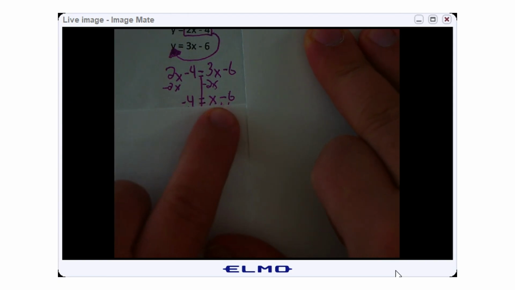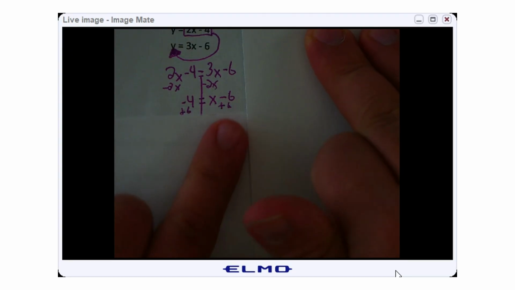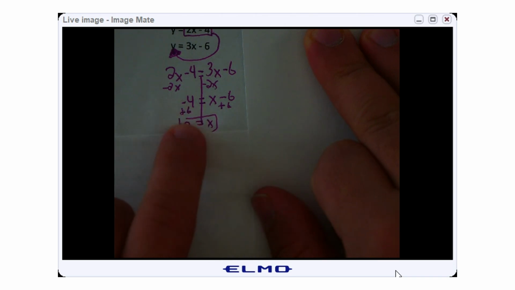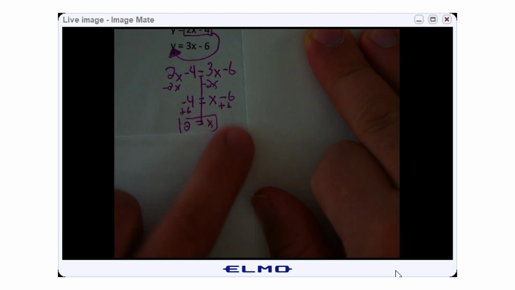Again, my whole goal is to get this x all by itself. So I got to cancel off this minus 6 here. The only way to do that is to add 6 to both sides. And we get x equals 2, right? Because negative 4 plus 6 is 2. And the only thing left on the right side is the x.